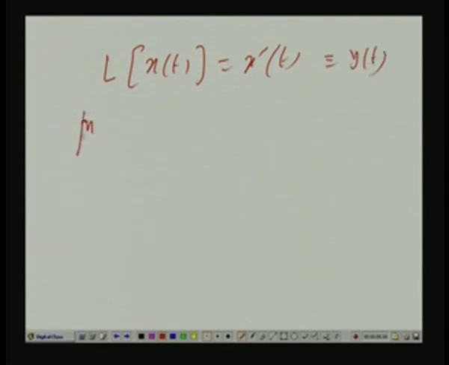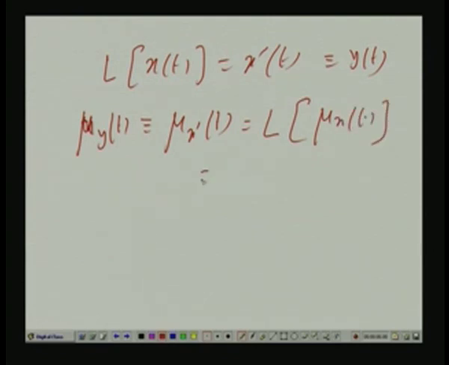As an example of this linearity, consider a differentiator, a system which takes x(t) and gives you the first order derivative. It is obviously linear, because differentiation is a linear operator. So x prime of t actually stands for y(t) here. What is mu y of t, which we can also denote as mu x prime of t? By definition, that is L working on mu x of t, and L working on this means you will have to differentiate it with respect to t.